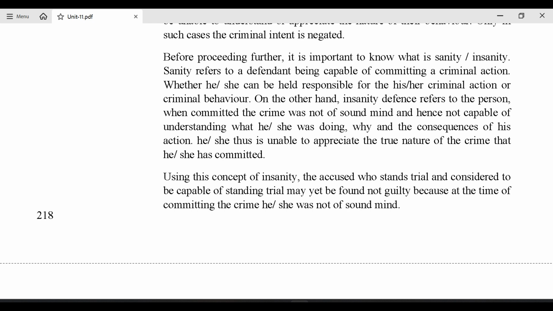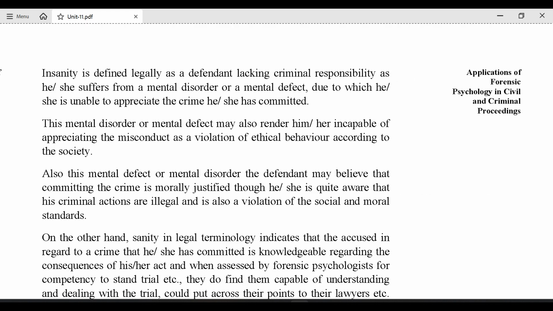Using this concept of insanity, the accused who stands trial and is considered to be capable of standing trial may yet be found not guilty because at the time of committing the crime he/she was not of sound mind. Insanity is defined legally as a defendant lacking criminal responsibility as he/she suffers from a mental disorder or a mental defect, due to which he/she is unable to appreciate the crime he/she has committed. This mental disorder or mental defect may also render him/her incapable of appreciating the misconduct as a violation of ethical behavior according to the society.